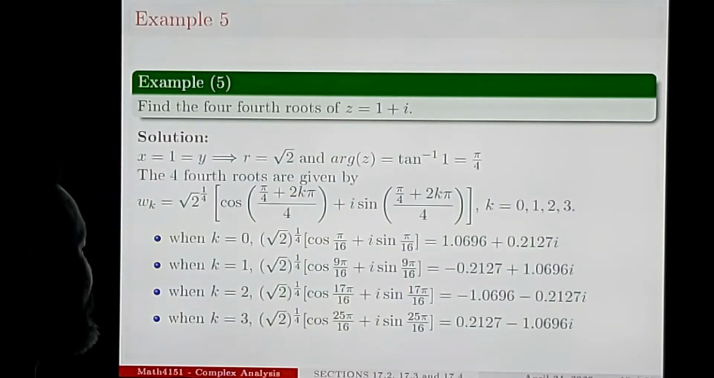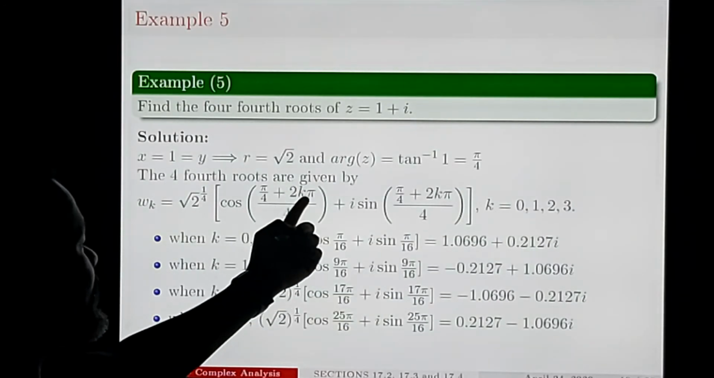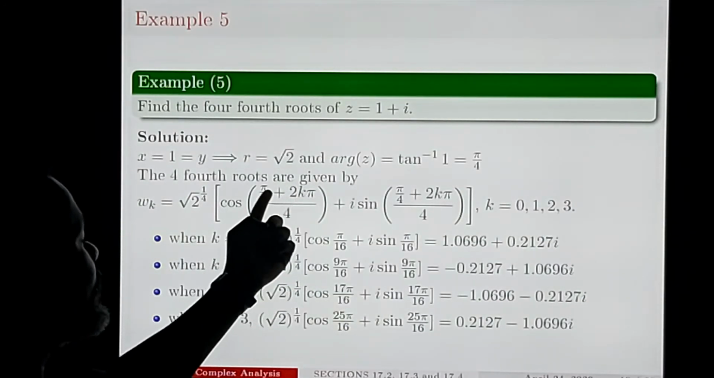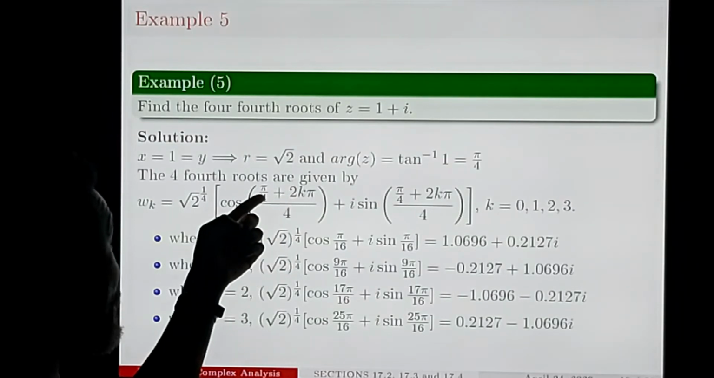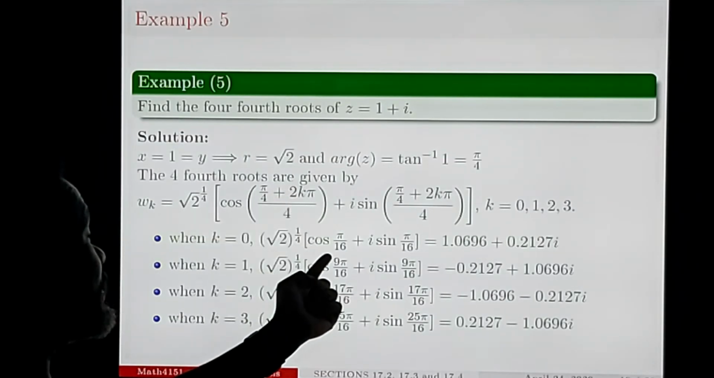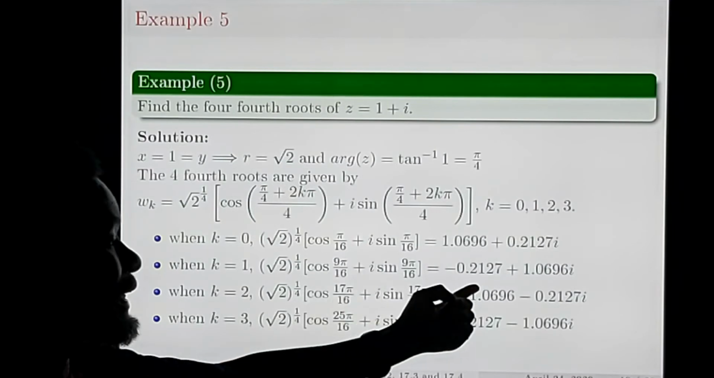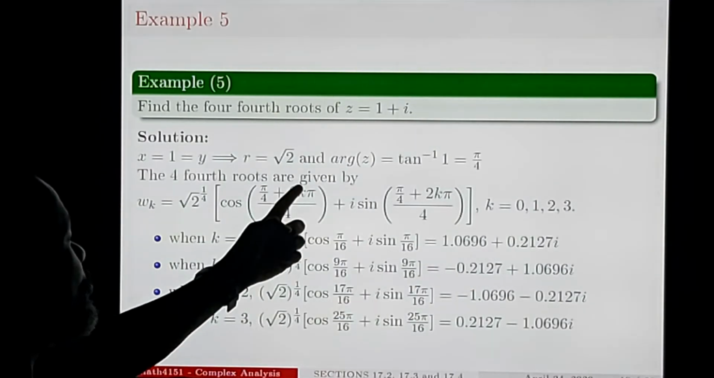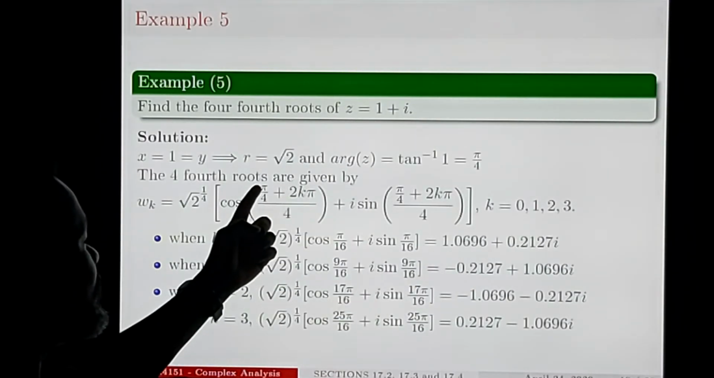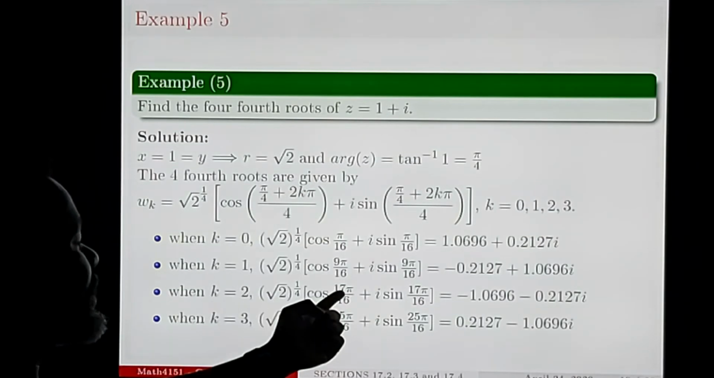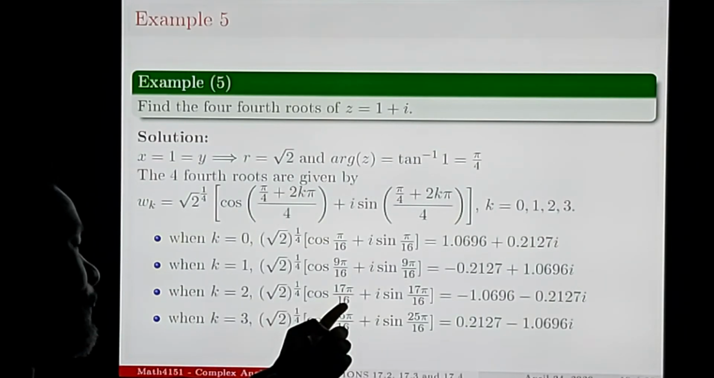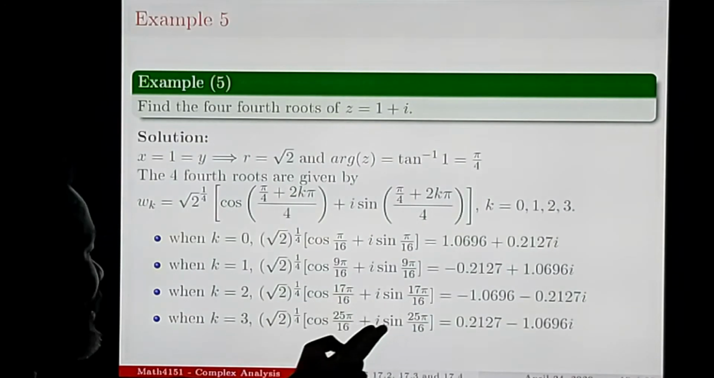You can compute that. When k is 1, this is 1, so it's just 2 pi plus pi over 4. This turns out to be 9 pi over 16, which you can calculate. Then when k is 2, you put 2 here, you get 4 pi plus pi over 4, over 4. This will give you 17 pi over 16, which again, you plug in your calculator, you get that value.